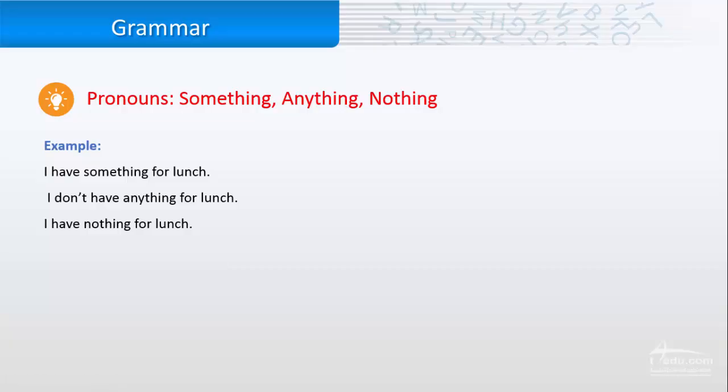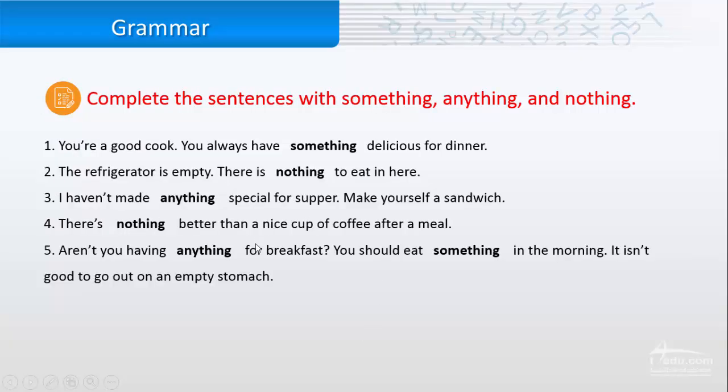Now, complete the sentences with something, anything, and nothing. For example, number 1, you're a good cook. You always have something delicious for dinner. The refrigerator is empty. There is nothing to eat in here, so because it's empty, there is nothing, of course. I haven't made anything special for supper. Make yourself a sandwich. There is nothing better than a nice cup of coffee after a meal.